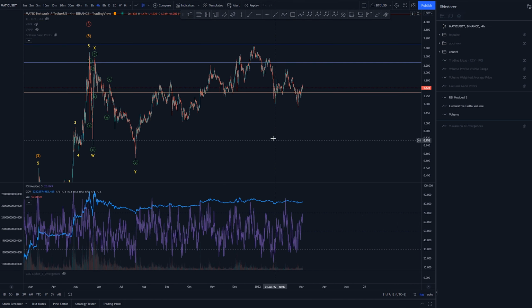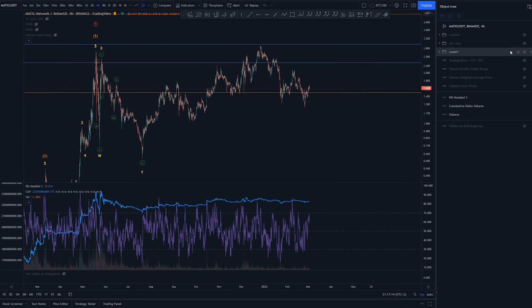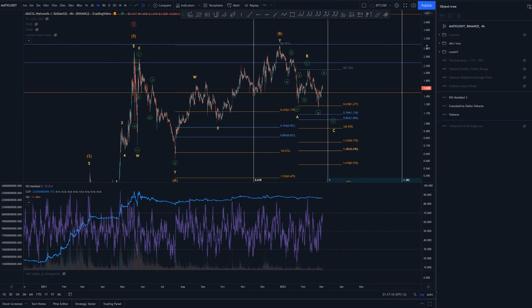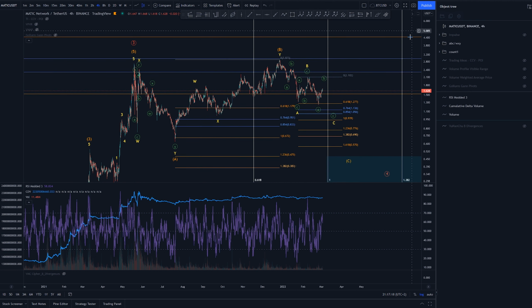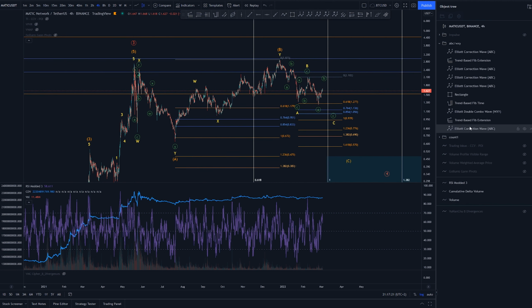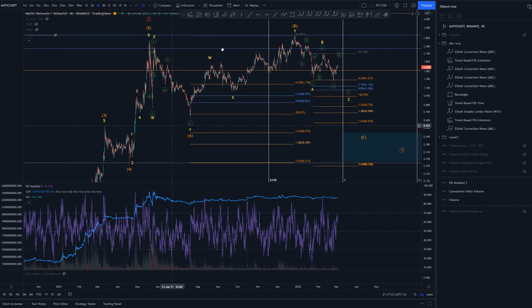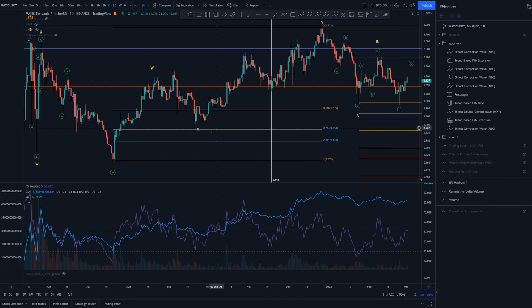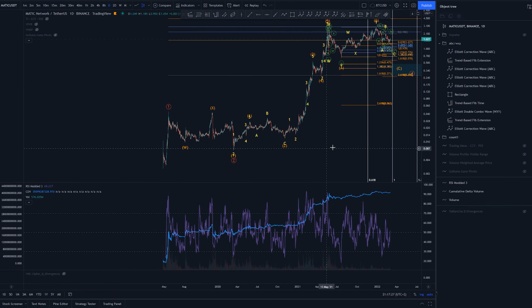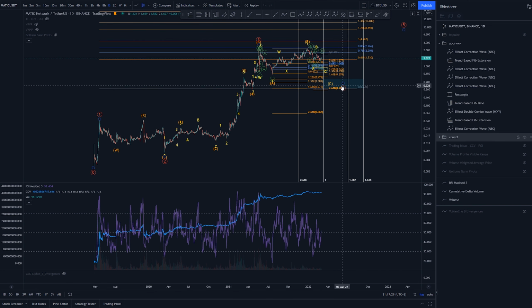Now there's a couple of different ways to count this. Let's go with the most probable first, and we can probably start with the time analysis. Let's go back to the 1 day time frame. So I've got the primary fourth somewhere down here.